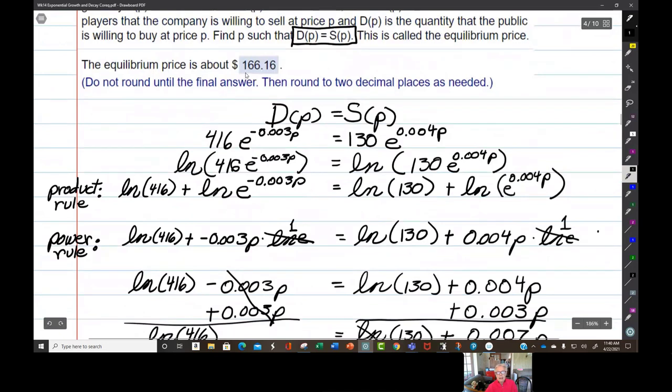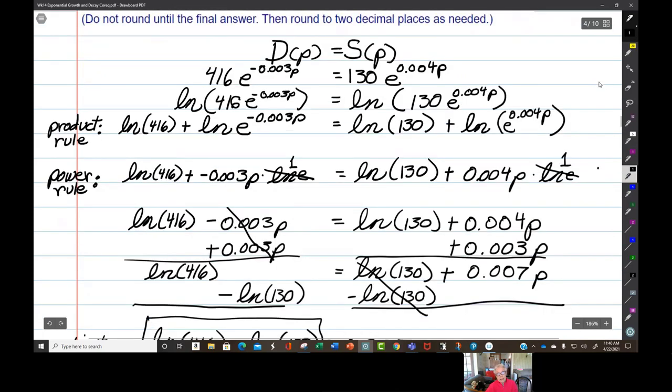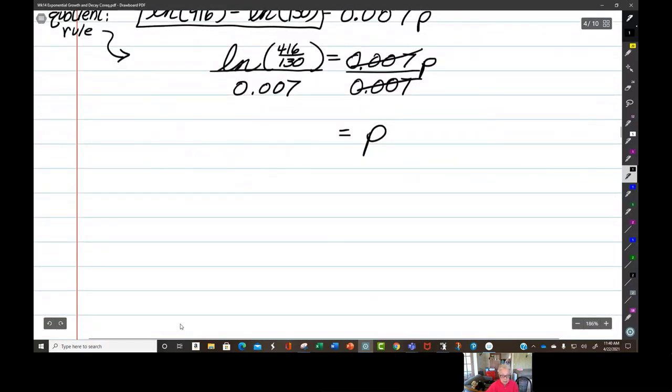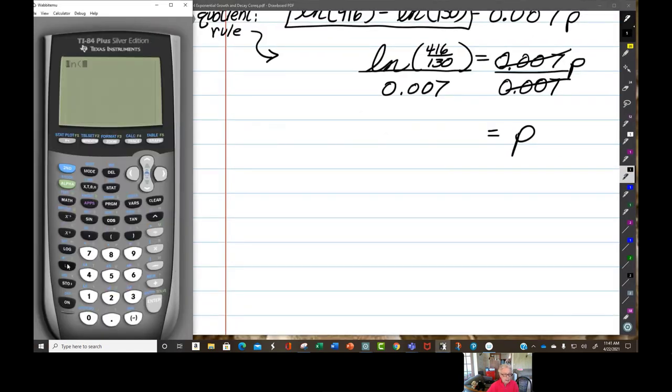Let's see if I wrote it down up here. Yes, this is the answer we're striving for. Notice it's rounded to two decimal places, which is normal for money in the US. Unless you're buying gas. And then it seems to be rounded to three decimal places. Sometimes. Okay, so here we go. The ln of 416 divided by 130, close parentheses, divided by 0.007. Enter. Aha! Look at that! It is so beautiful!